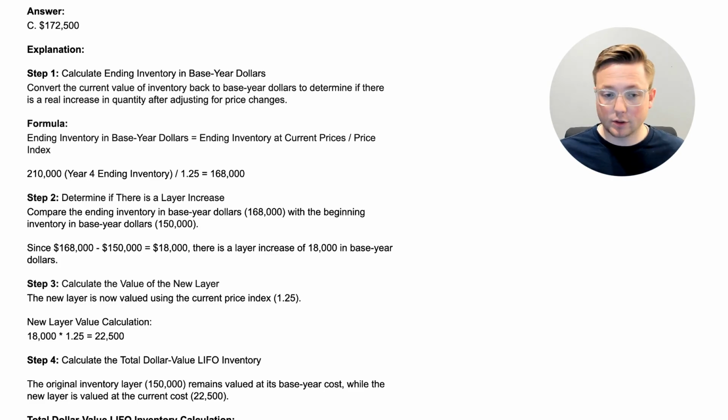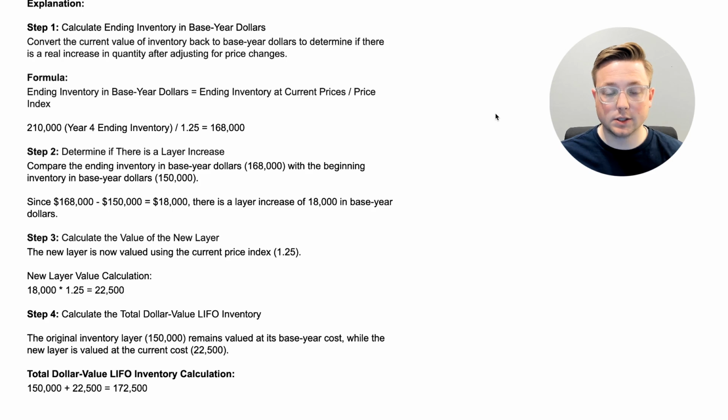So let's walk through this. Again, it's not too bad, but you need to know the steps. So let's scroll down a little bit so we can see all the steps at once. Okay, here is all the steps at once. So step 1, you have to calculate the ending inventory in base year dollars. Convert the current value of inventory back to base year dollars to determine if there is a real increase in quantity after adjusting for price changes.